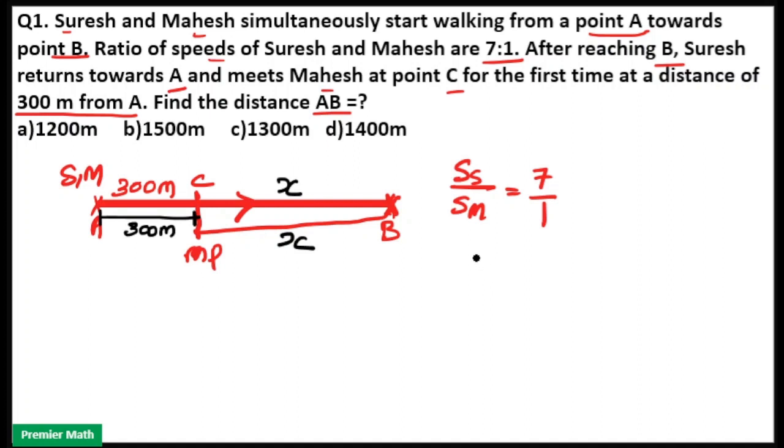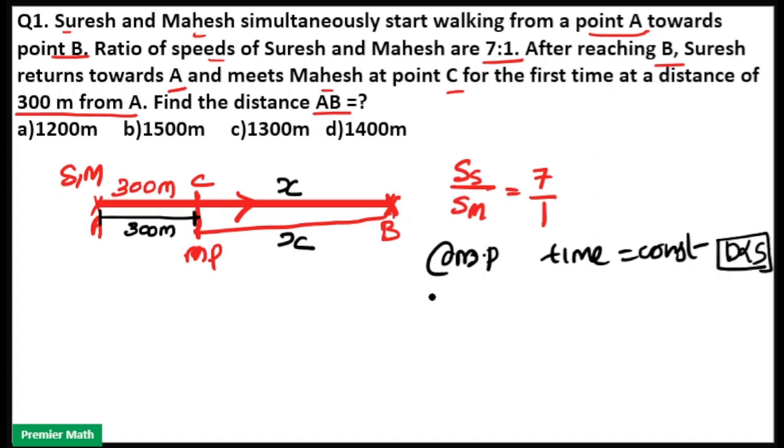So here, whenever you get meeting point question, at meeting point, time is constant. That means distance is directly proportional to speed. So here distance traveled by Suresh, 300 plus 2X, divided by distance traveled by Mahesh, 300 meters, is the distance ratio of Suresh and Mahesh. Then this is equal to speed ratio of Suresh and Mahesh, that is 7/1.